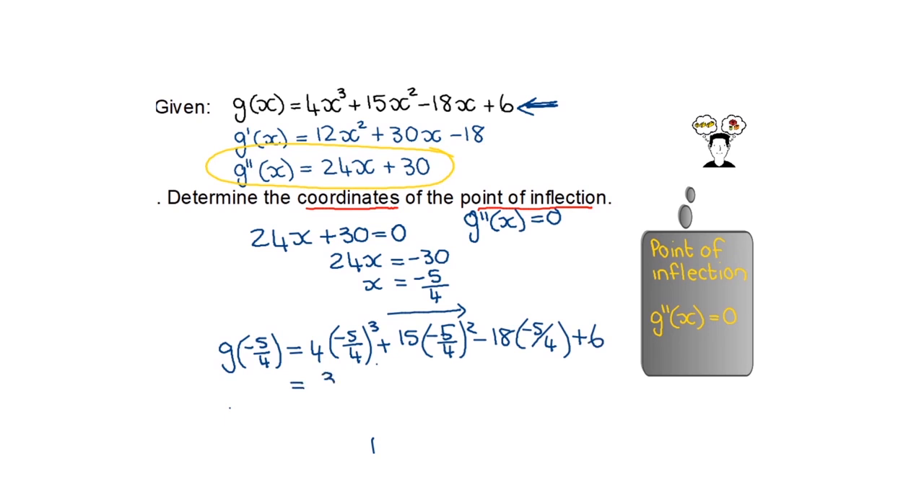You will be using your calculator. I used it and I got 353 over 8. Approximated to 3 decimals, it will be 44.125. What is the point of inflection? In other words, it is negative 1 1/4 that will go with a y value of 44.125.